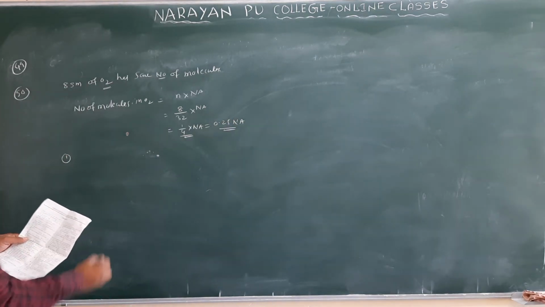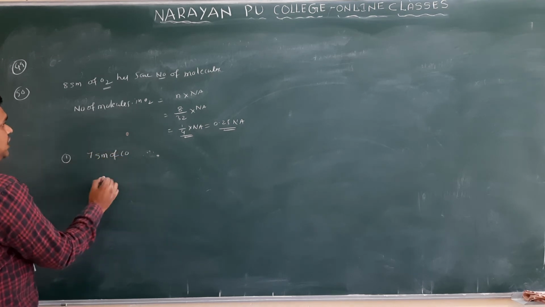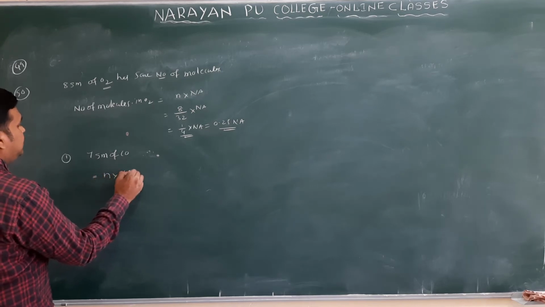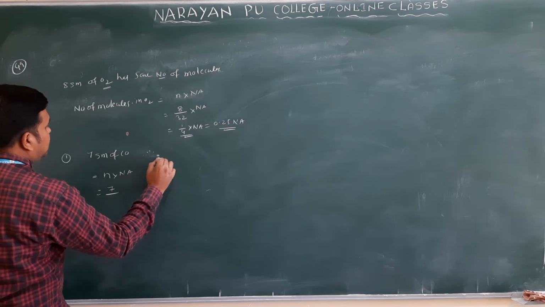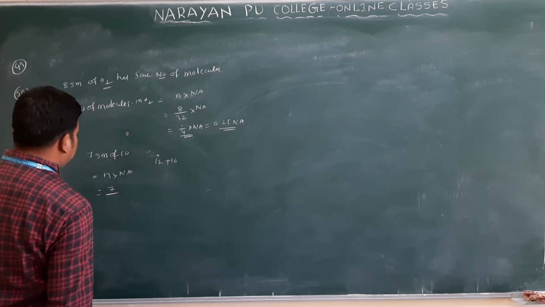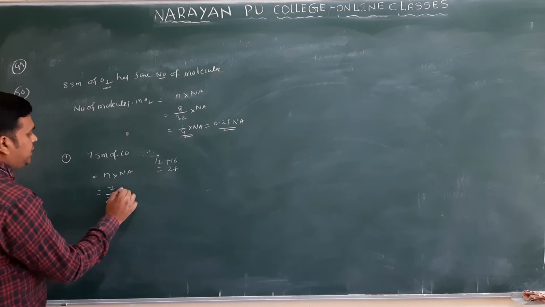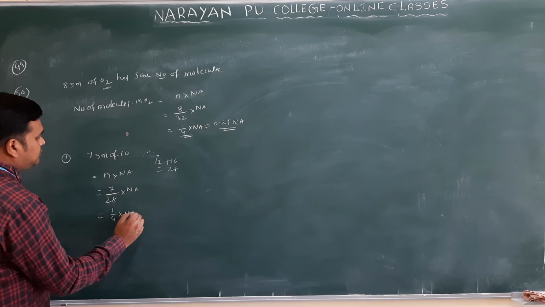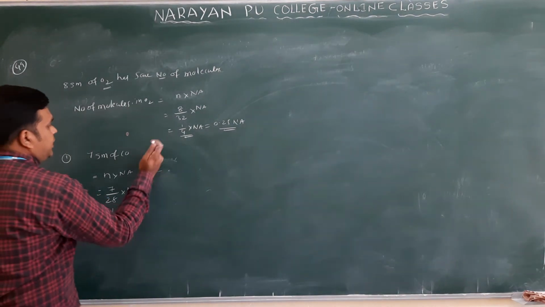What is the first option? 7 grams of CO. We can apply the same formula. Weight given is 7 by, see carbon monoxide weight: carbon 12, oxygen 16, how much do we have? 28 only. So this is 7 by 28 into Na. Can I write here 1 by 4 Na? 7 over 28, 4 times only, you will get 1 by 4 Na.